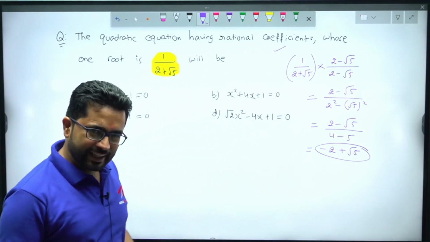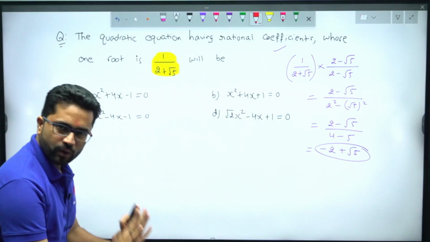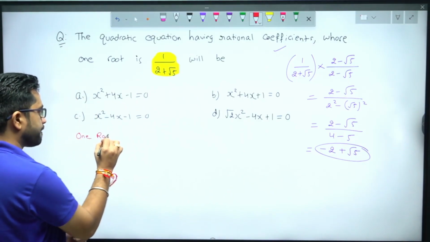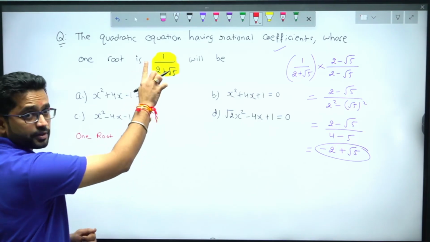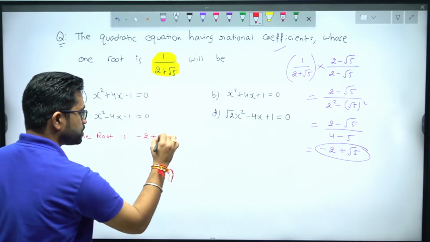Now I am reading the statement once again. I need to form a quadratic equation whose one root is minus 2 plus root 5.